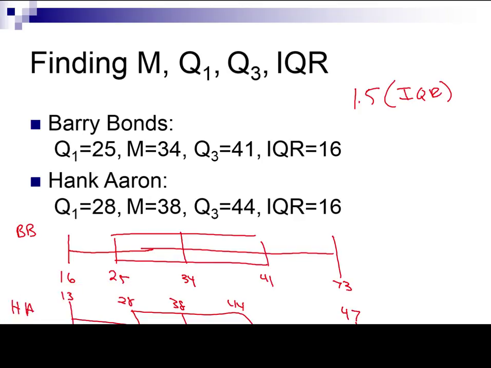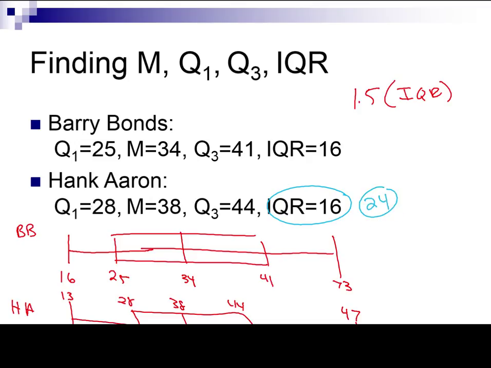All right, so let's start with Hank Aaron's. I already got his IQR, which is 16. I just need to multiply it by 1.5, which means I need to add half of this to that number. Does that make sense? So half of 16 is 8, 8 plus 16 is 24. So I'm going to get this number, 24.